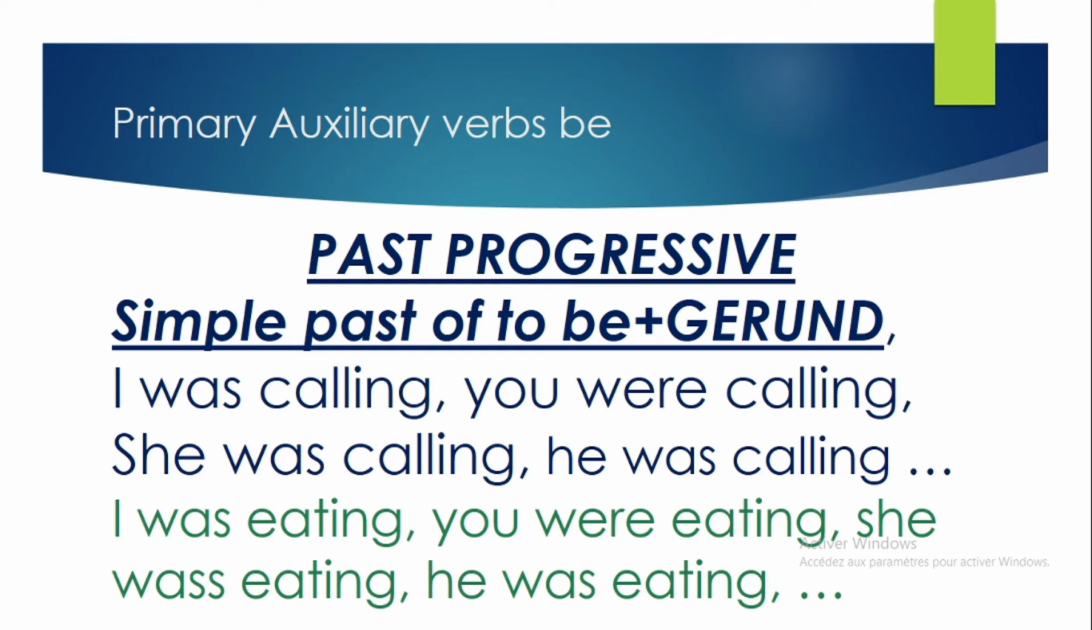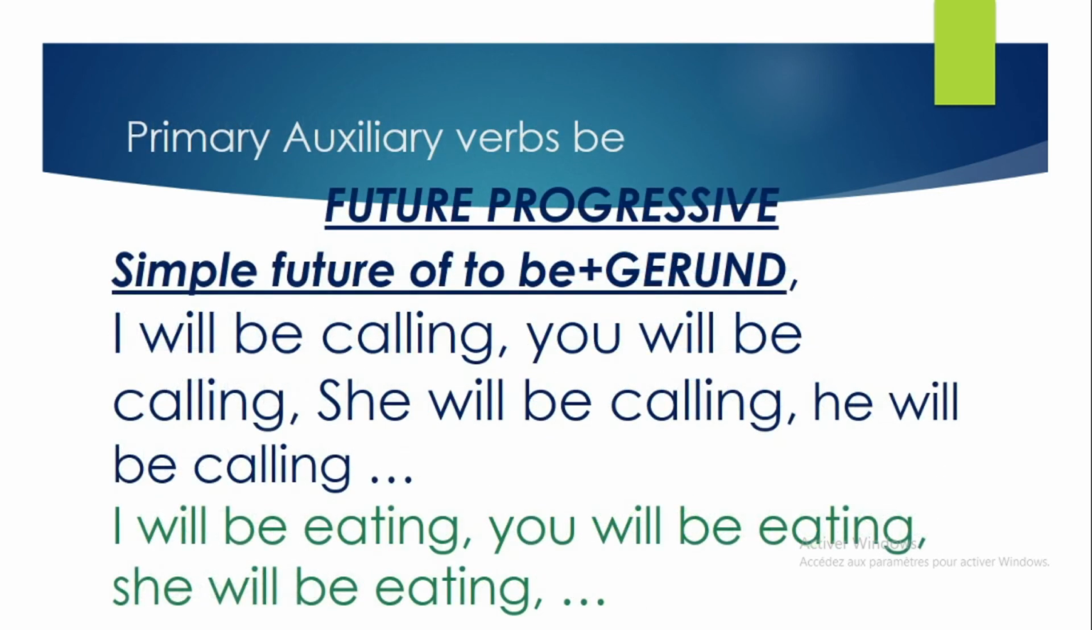Okay, let's move forward. So now we have the future progressive. It is the same combination. You need the simple future of the verb to be plus the present participle.